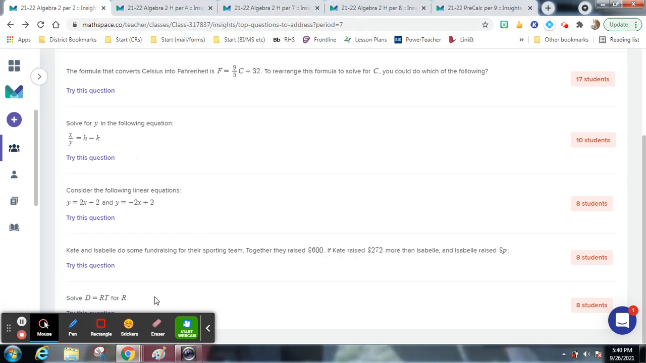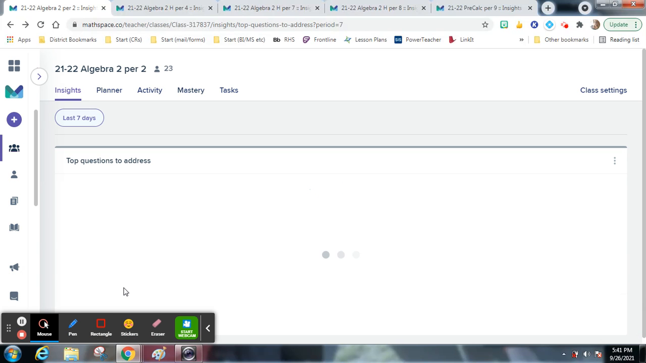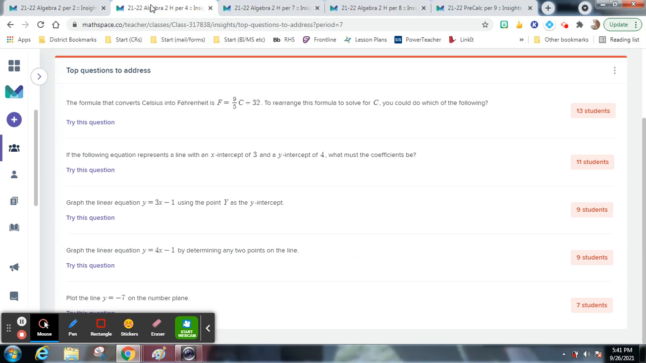Okay, and the last one here, I'm not going to go through it. It's a very simple one-step equation. To solve for R, you divide by T. So you would have the fraction, R equals D divided by T for that equation. Okay. All right, so let's jump over to period 4's problems.